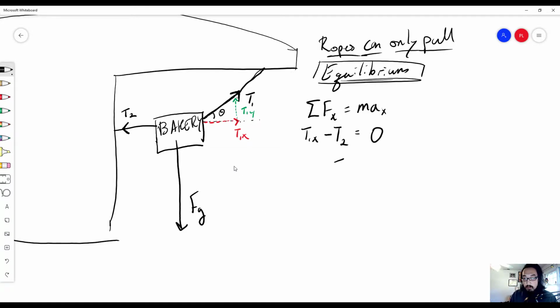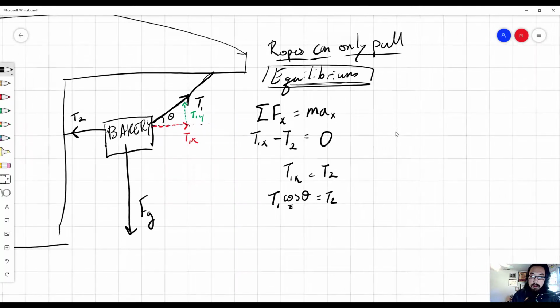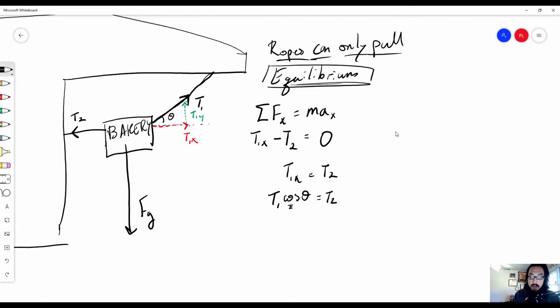Now we can rearrange this and say that T1x is equal to T2. Upon further breaking down of the equation, we see that T1x is adjacent to this angle. So, taking our shortcut, T1x is T1 cosine theta, which is equal to T2. I use cosine because it is adjacent. So we found T2, and if we divide both sides by cosine theta, we can find T1 as well.